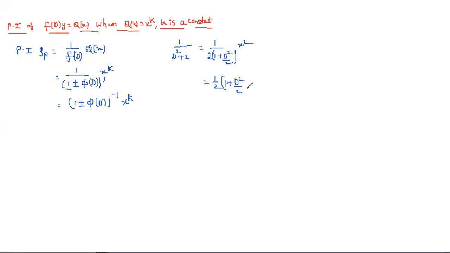If I take that one into the numerator, it changes to (1 plus D squared by 2) whole power minus 1 into x squared, so 1 by 2. I need to write the expansion for this. Up to which term do we have to write? So binomial formulas are there, and you need to apply that one.